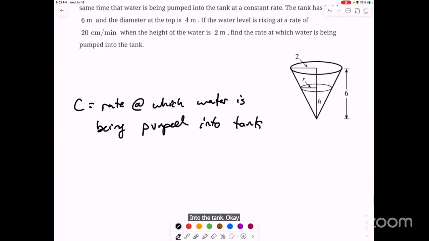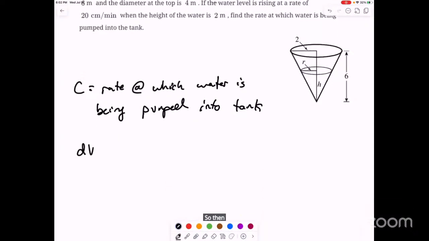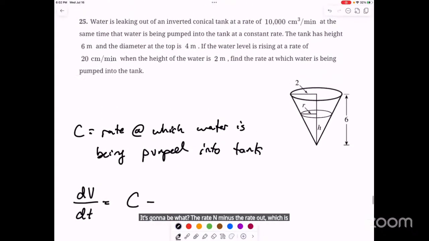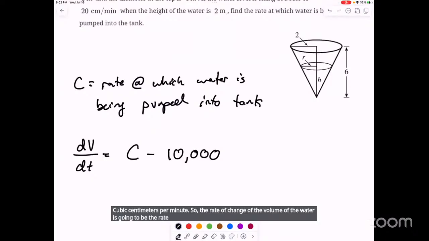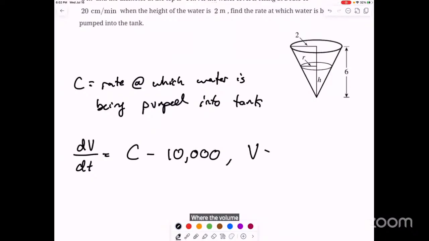Okay. So then the rate of change of the volume with respect to time is going to be what? The rate in minus the rate out, which is 10,000 cubic centimeters per minute. So the rate of change of the volume of the water is going to be the rate in minus the rate out, where the volume of the water is 1/3 pi r squared times h at any given time t. Okay, so that's the main structure or setup there.